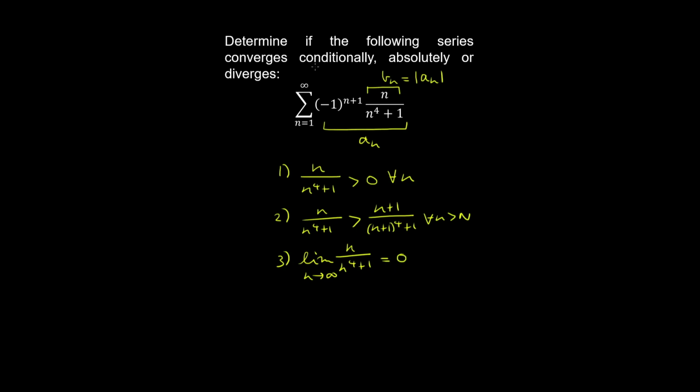So the series satisfies the checks for conditional convergence, and to check if the series converges absolutely, we need to check if the series of bn terms converges. And you can check that using the limit comparison test, and I'll leave that for you to check that if this series converges, then this series would converge absolutely. And post your answer in the comments.